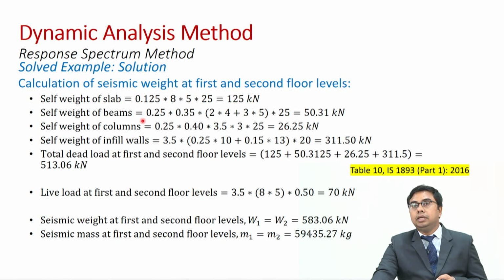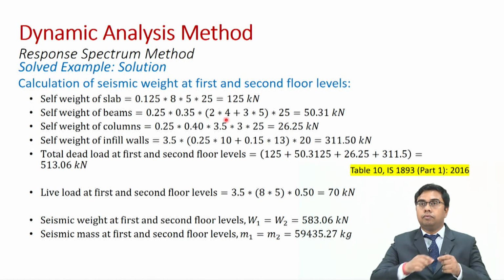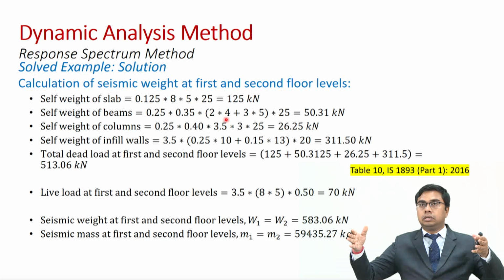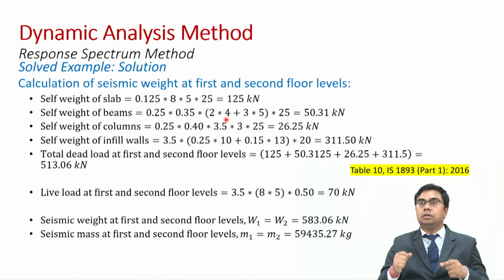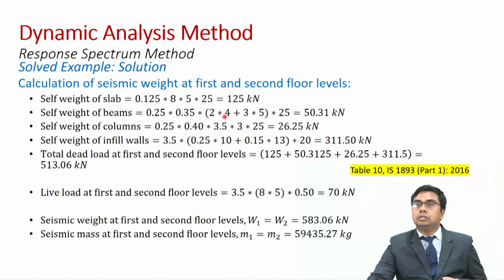The self weight of beams is then calculated, where the cross section is 250 mm by 350 mm and the total length of beams is 2 into 4 for the frame, and for the tributary area you have the beams also coming into the picture. So, you have a total of 6 beams with 2.5 meter length. So, it is 3 into 5, and then 25 is the unit weight of reinforced concrete, giving us the self weight of beams to be 50.31 kilonewton.